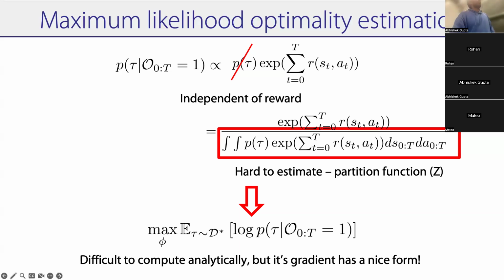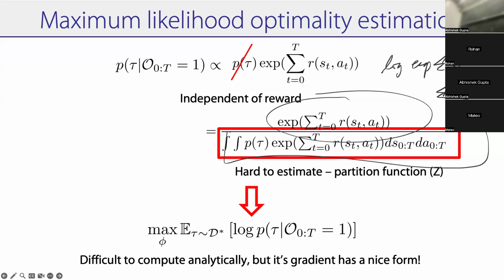It's going to be difficult to compute this objective analytically, because if you write it down, the log of the numerator is going to be simple. The log of exp of sum r is just sum r. The numerator is good. The denominator, you're going to have a log of an integral of something, something, something.